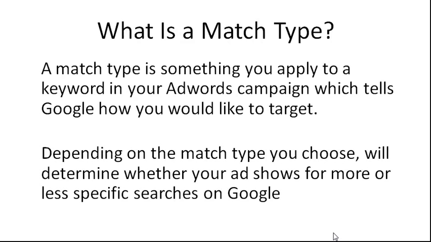So what is a match type? Well, basically a match type is something that you apply to a keyword in your AdWords campaign which is going to tell Google how you want to target. And depending on the match types that you choose, it's going to determine whether your ads show for more or less specific searches on Google.